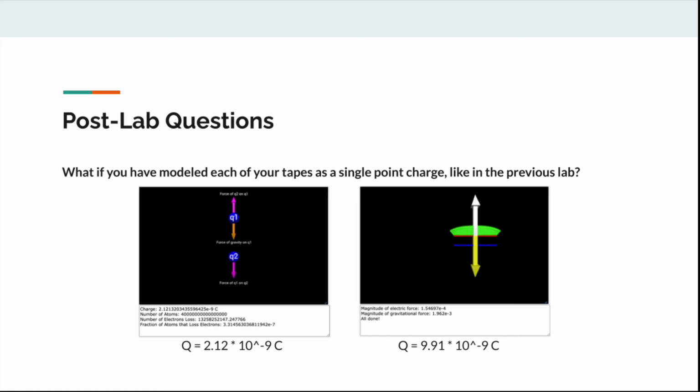We also had some questions we wanted to answer. The first one is, would you have modeled each of your tapes as a single point charge like in the previous lab? Well, luckily for us, we did just that. The one on the left is a single point charge. As you see, it's very simple, very easy to understand. And the one on the right is our new one. As you can see, we have a bunch of smaller arrows leading to our big sum arrow instead of just one like it is on the left.